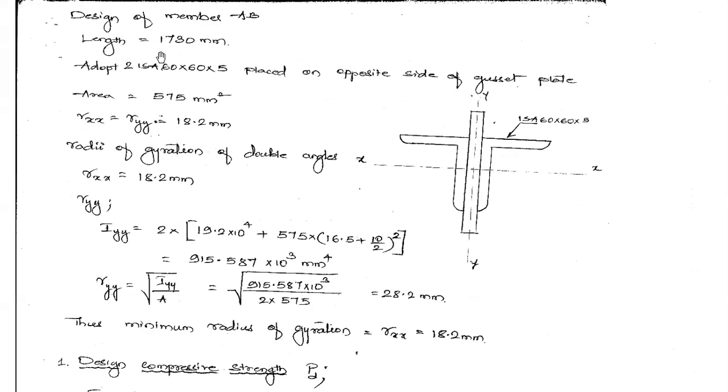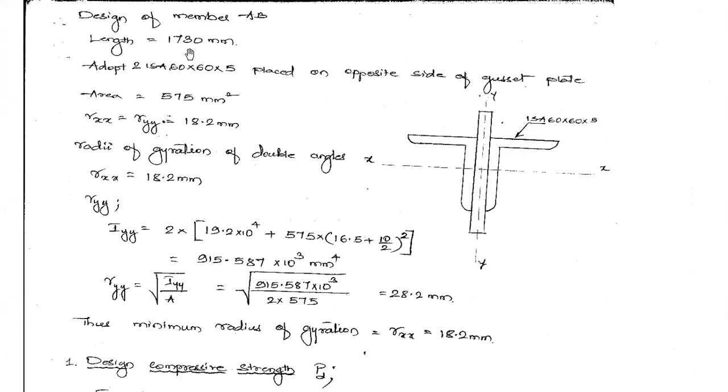1.730 meters or 1730 mm is the length of this member. This is a principal rafter member. And as a trial, it has been adopted that we are going to provide two ISA 60 by 60 by 5. Two ISA 60 by 60 by 5 are the members that will be provided.